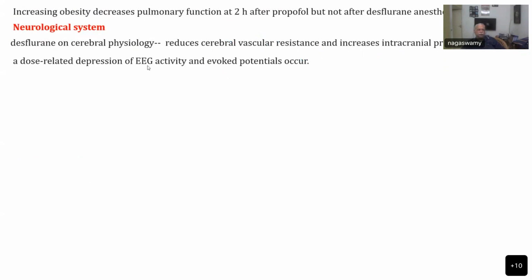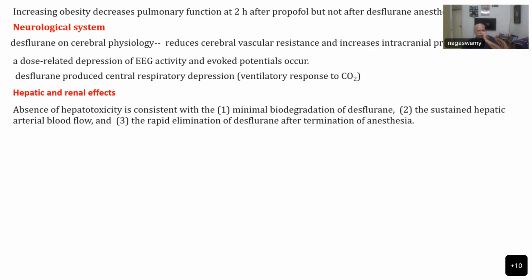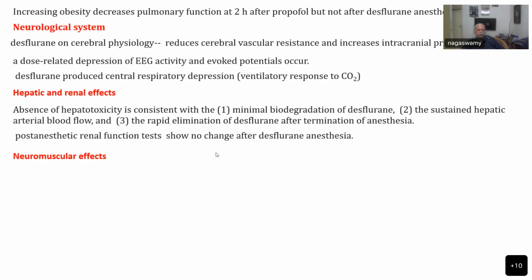And there is a depression of EEG activity and evoked potentials. And central respiratory depressant activity is also there. Hepatic and renal effects: absence of hepatotoxicity. That is because of minimal biodegradation, sustained hepatic arterial blood flow is preserved, and rapid elimination after termination of anesthesia. So the sustained hepatic arterial blood flow makes it the agent of choice for liver diseases also. And post-anesthetic renal function shows no change after Desflurane anesthesia.